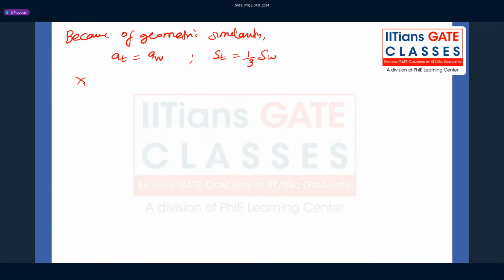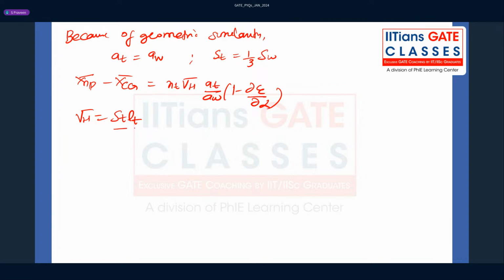So, we know that XNP bar minus XCG bar is equal to eta T VH bar AT by AW times 1 minus dou epsilon by dou alpha, where my VH bar is ST LT by S C bar, and your eta T is the dynamic pressure at the tail by the dynamic pressure at the wing. Okay, everything else is given. So AT by AW is 1. Substitute all the values. So XNP bar minus XCG bar is equal to.